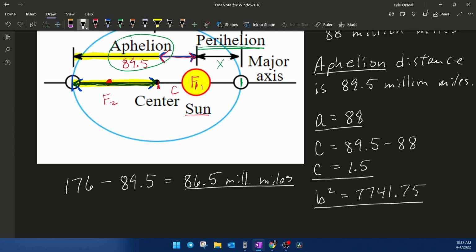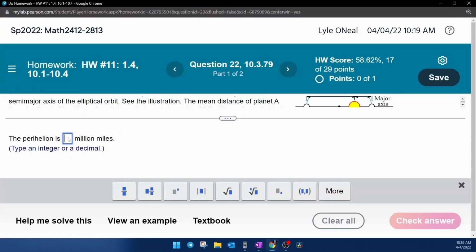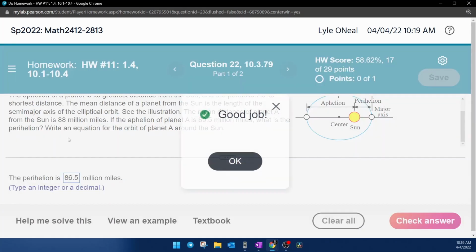So let's go to our MyLab Math and see if we're right. All right, here we go. 86.5 millions of miles.